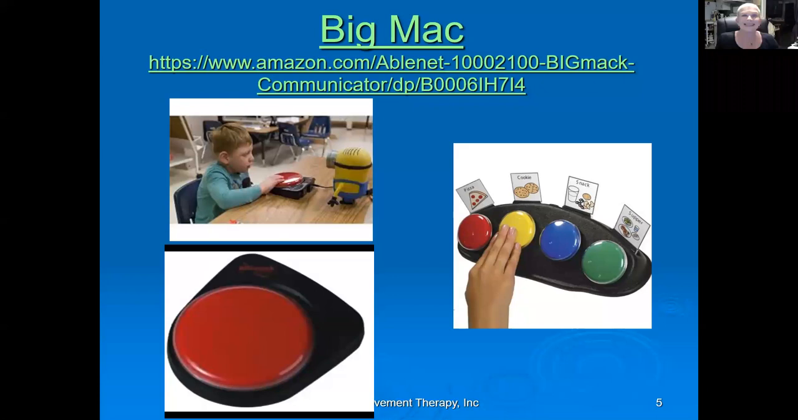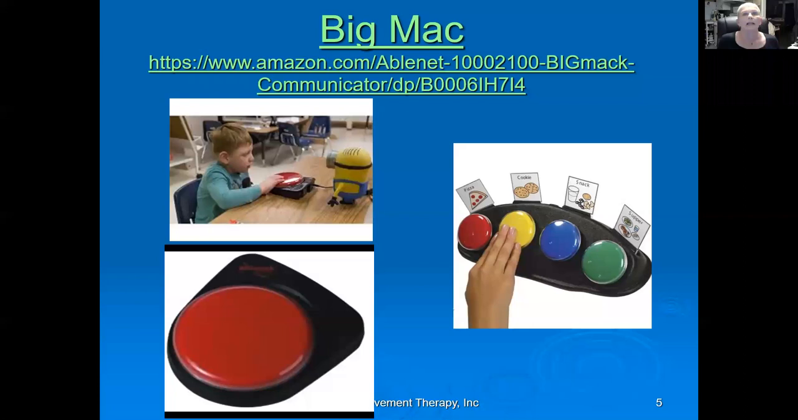The only reason I'm getting very, very simple like that is because I know that there's a lot of you with young children who have no language and don't understand the concept of language. And we have to teach the concept of language. And this is a really great tool, this Big Mac, to teach the beginning concepts of language, okay? Language Master.